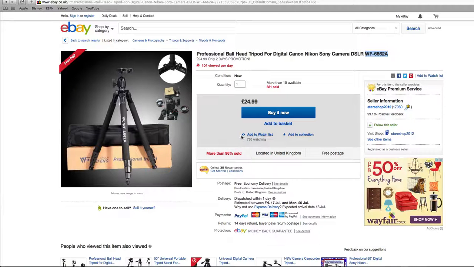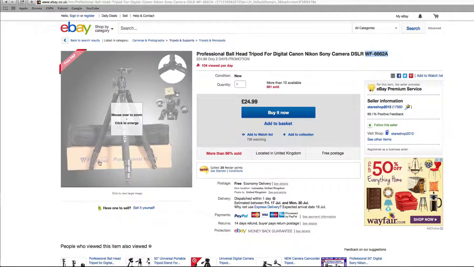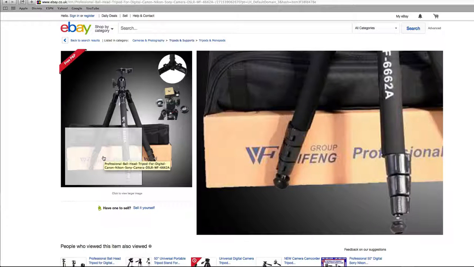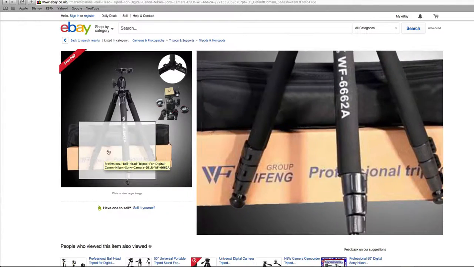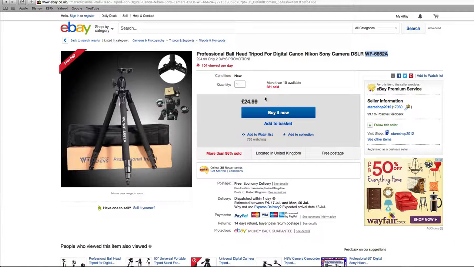So maybe they might be just selling someone else's, or maybe they're doing white labeling, which is buying something from Alibaba and AliExpress and then not even branding it themselves. They're probably just selling it under the manufacturer's own brand name. But let's have a look at it.